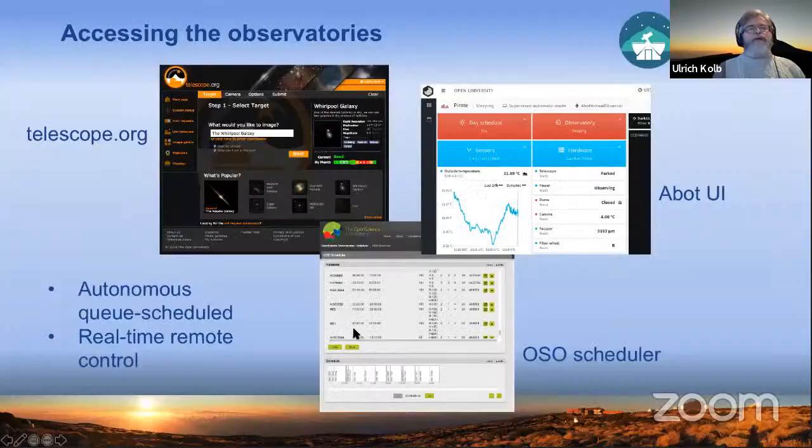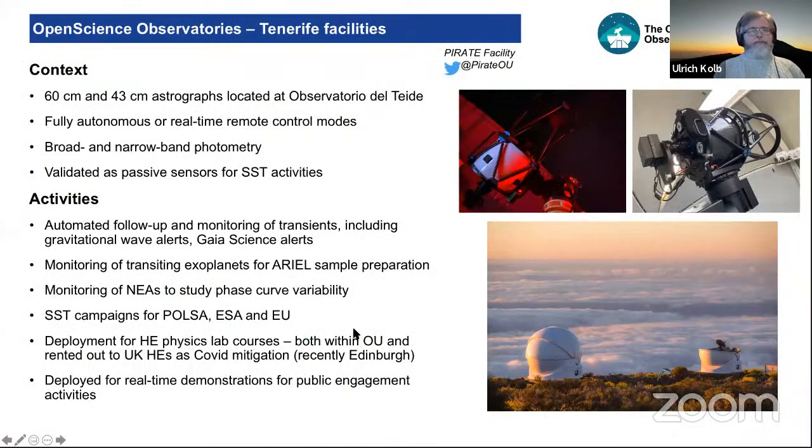And then, of course, we have a deployment of this for physics lab courses at the OU in the first instance, but since COVID, as a mitigation of the disruption to higher education in the UK, we rented out facilities such as ours to other universities who use them for their own students as a replacement for face-to-face labs.